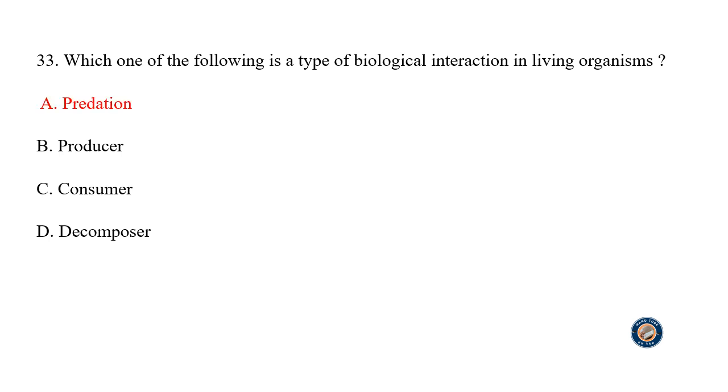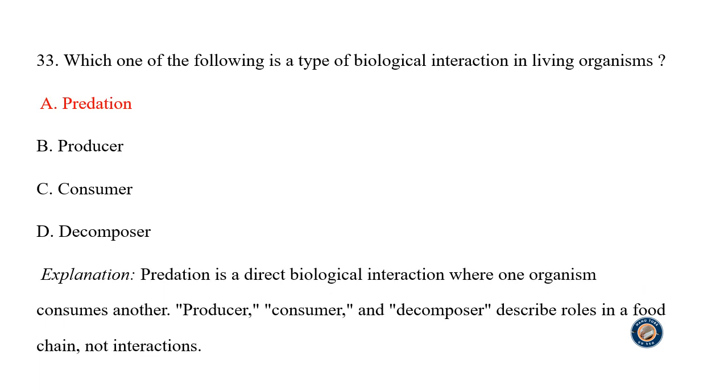The answer will be predation. Predation is a direct biological interaction where one organism consumes another. Producers, consumers, and decomposers describe roles in a food chain, not interactions.